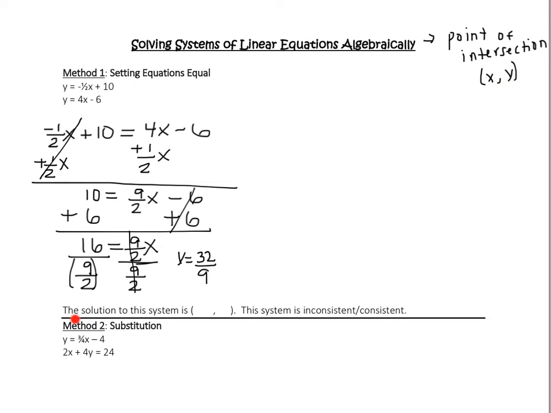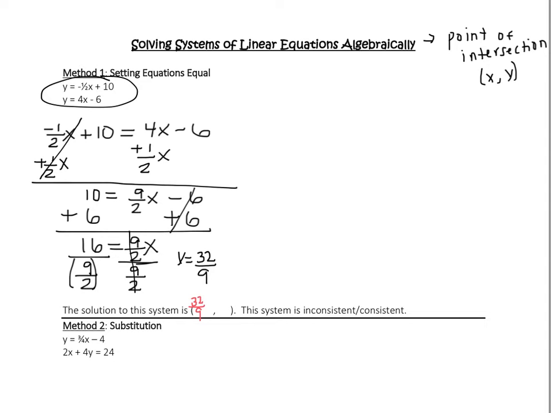So on the bottom where it says the solution to this system is what? We already have the x value. It's 32/9. So the x value of this point of intersection is already solved for. So what are you missing to finish the problem? Well, you should be saying I need a y value. So we have two equations here.